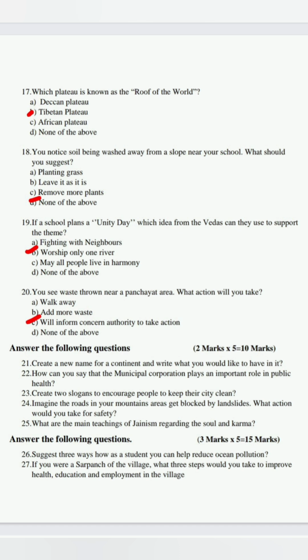Now we'll move to the long answer questions, 3 marks each. 5 questions, 15 marks. Answer the following questions. Question number 26. Suggest 3 ways how, as a student, you can help reduce ocean pollution.